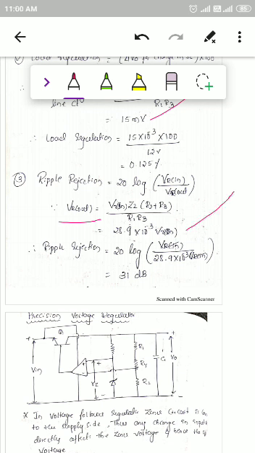Now ripple rejection is 20 log VR in divided by VR out. VR in we keep as it is, and VR out is 28.9 into 10 raised to minus 3 into VR in. VR in gets cancelled, so that is 20 log of 1 divided by 28.9 into 10 raised to minus 3. You will get 31 dB as the ripple rejection of the adjustable output voltage regulator. This is about the adjustable output voltage regulator.